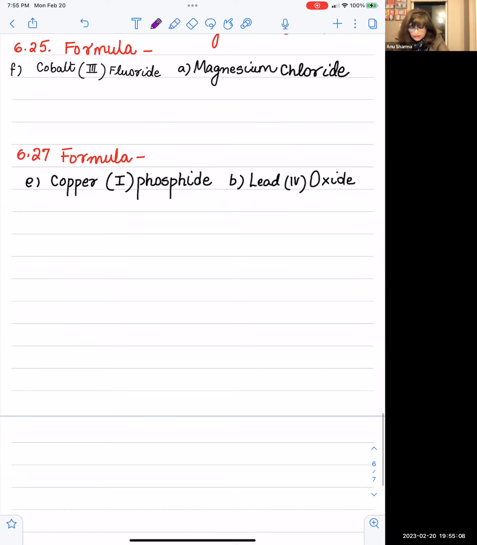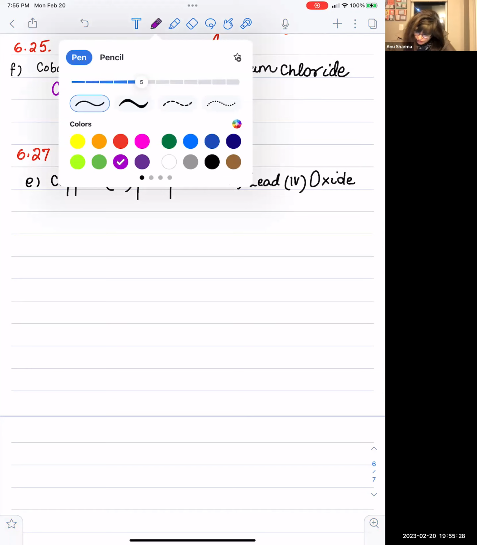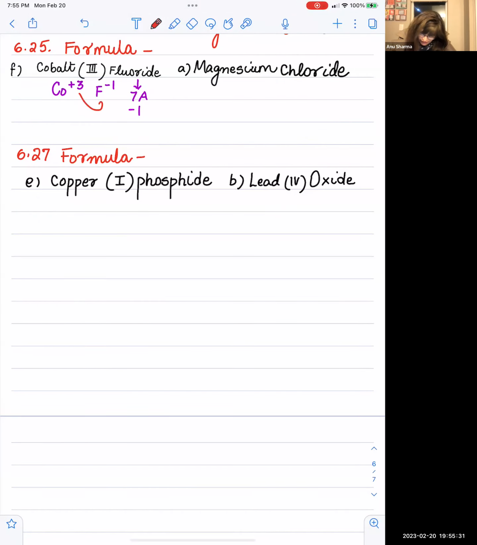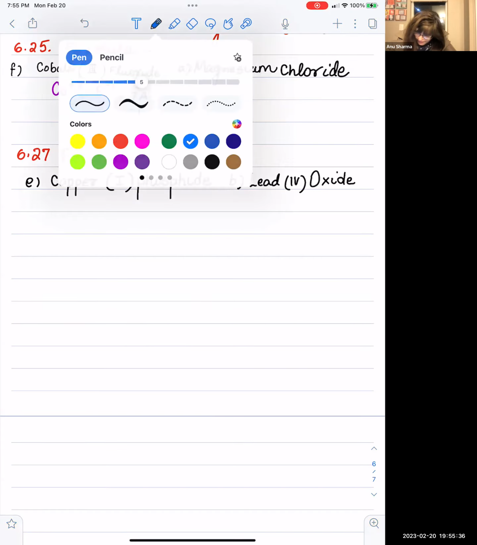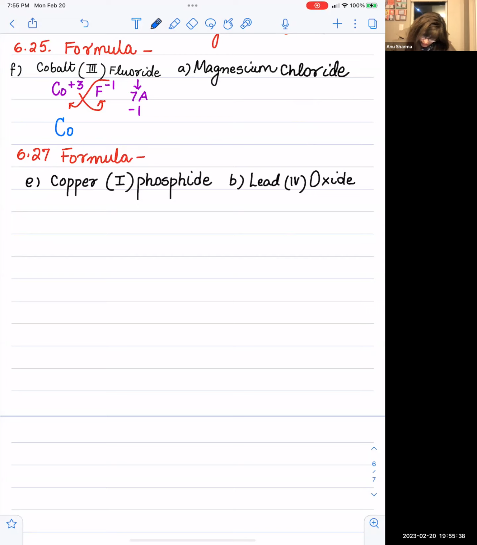Next is the formula. Write the formula of cobalt 3 fluoride. Cobalt 3 means Co with 3. This is easy. Fluoride is coming from where? Group 7A, and 7A forms a -1 charge, all of them. So fluorine will have a -1 charge. Now you're going to crisscross. So this number comes here and this number goes here. So what do you get here? You get CoF3. Okay, that's the formula.